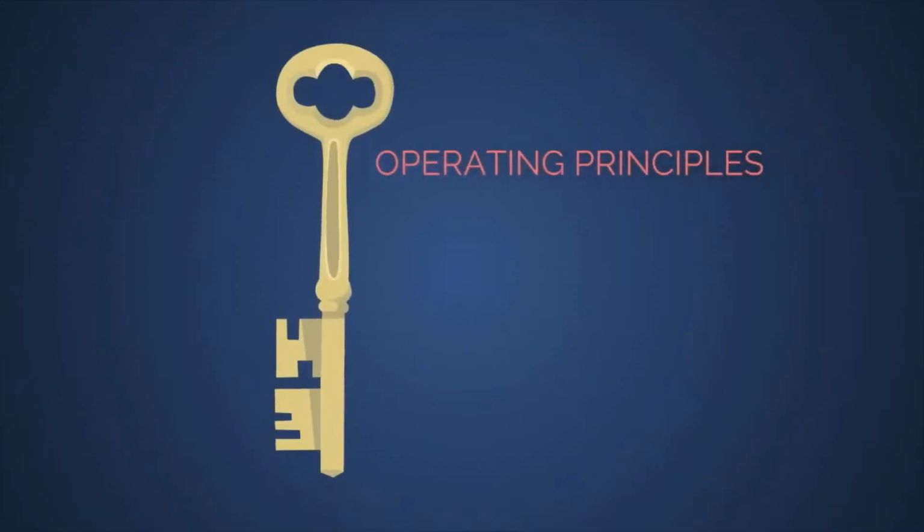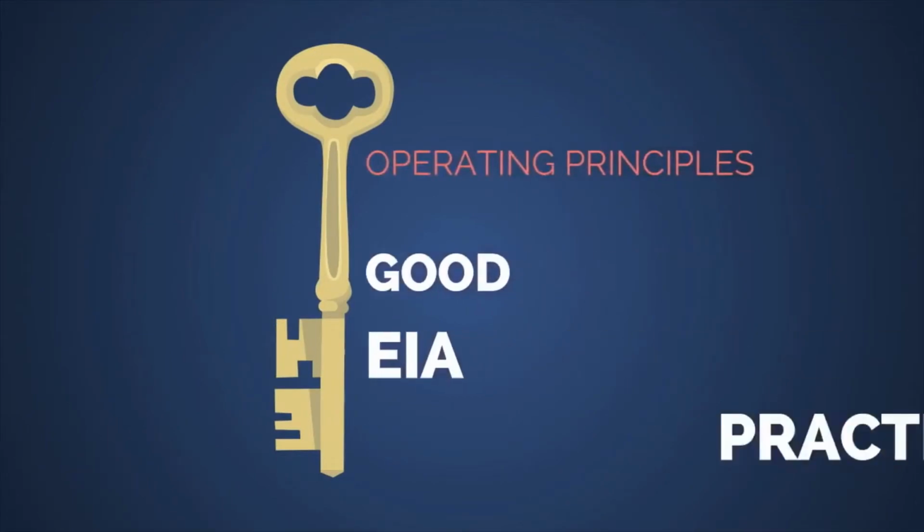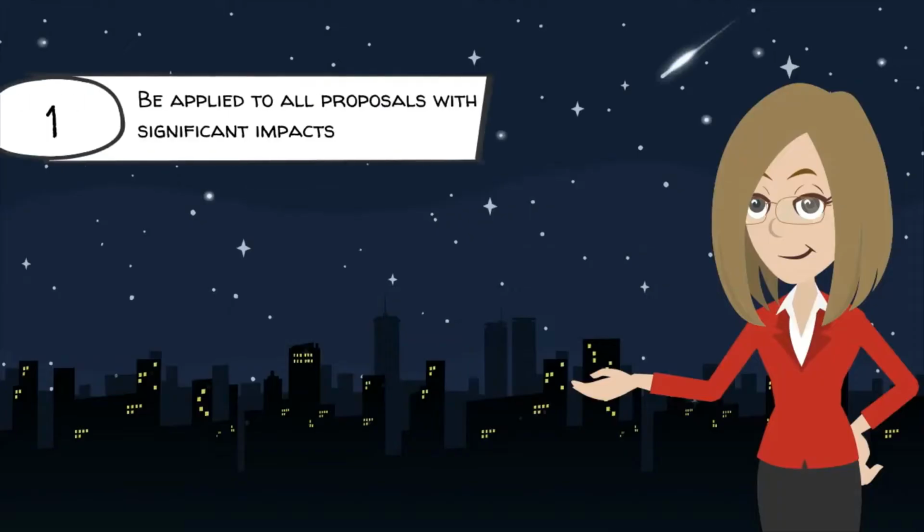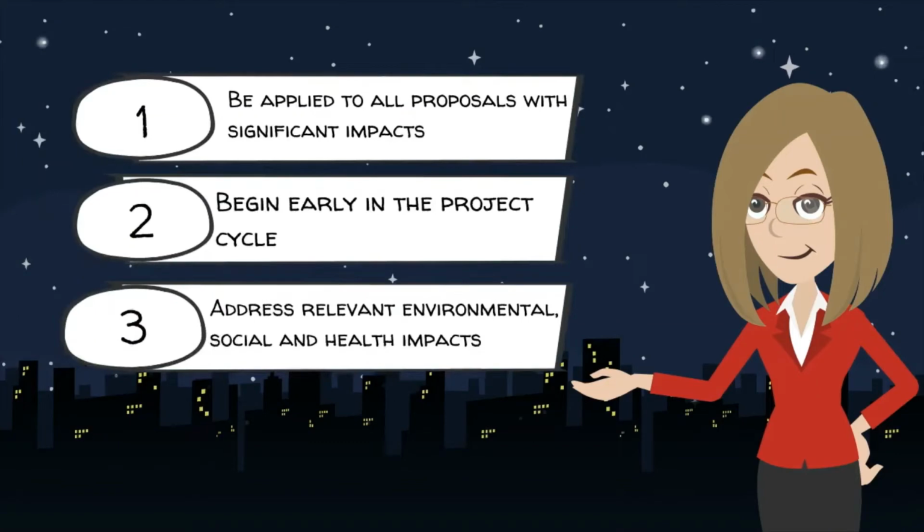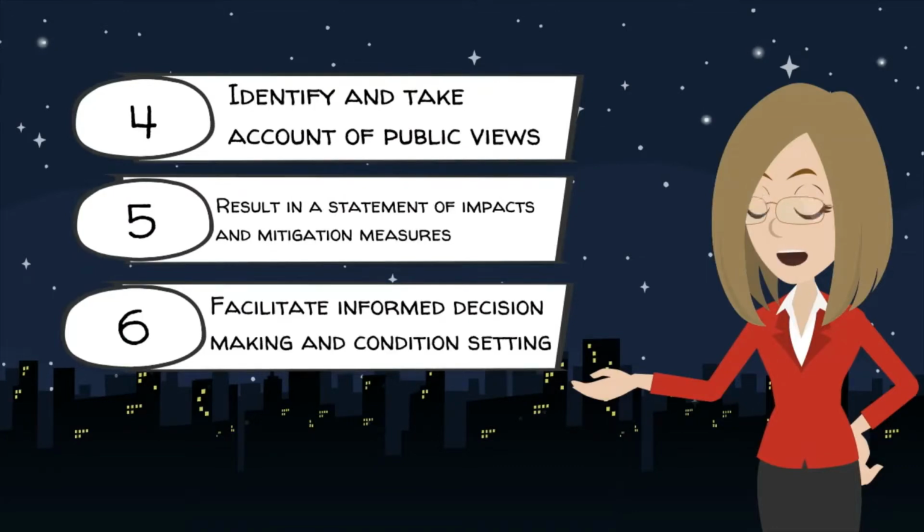There are several key operating principles of good environmental impact assessment practice. Be applied to all proposals with significant impacts. Begin early in the project cycle. Address relevant environmental, social, and health impacts. Identify and take account of public views. Result in a statement of impacts and mitigation measures. Facilitate informed decision-making and condition setting.